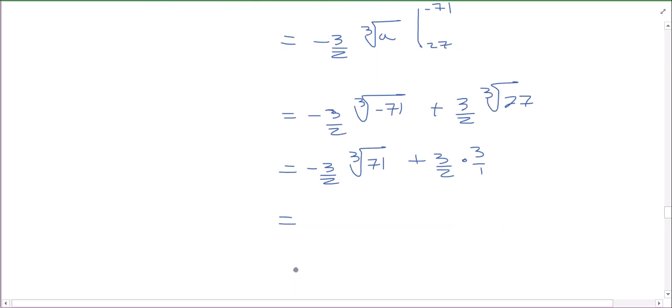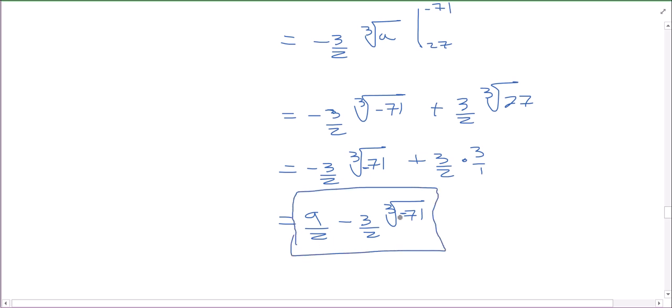So let me write the 9 halves first. So it'll be 9 halves minus 3 halves, cube root of negative 71. If you want to put that on a calculator, you can. 71 is not a perfect cube, so it doesn't have a perfect cube root, but you can definitely put that in a calculator. And the cube root of a negative number is negative, so this is really going to be positive, right? Negative times negative will become positive. But I prefer my answers in fraction or the radical form just because they're more exact.